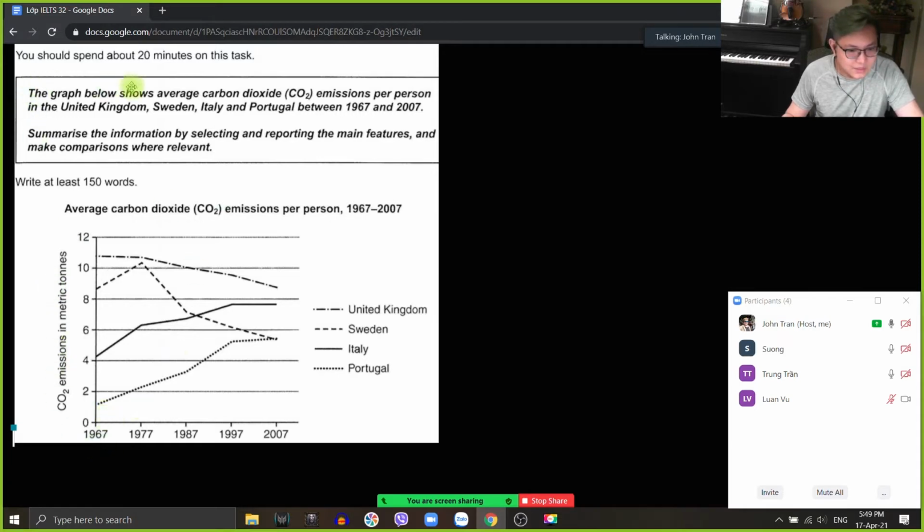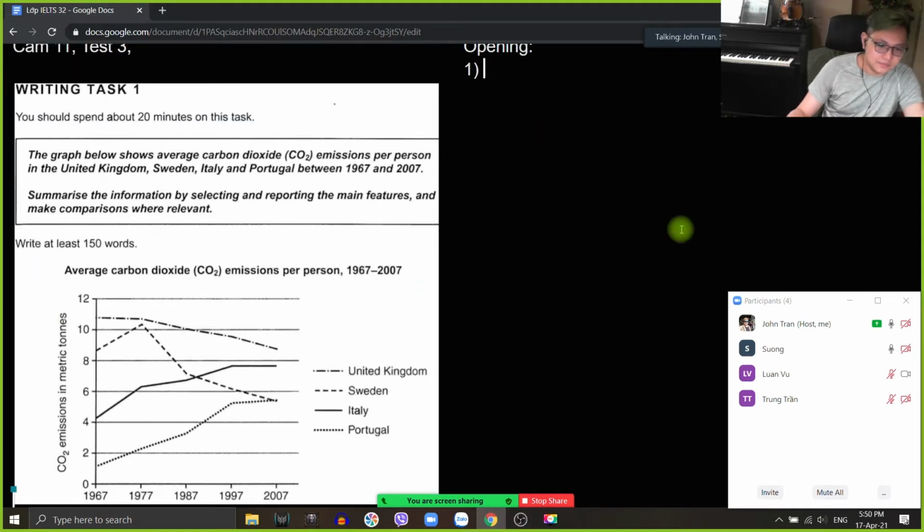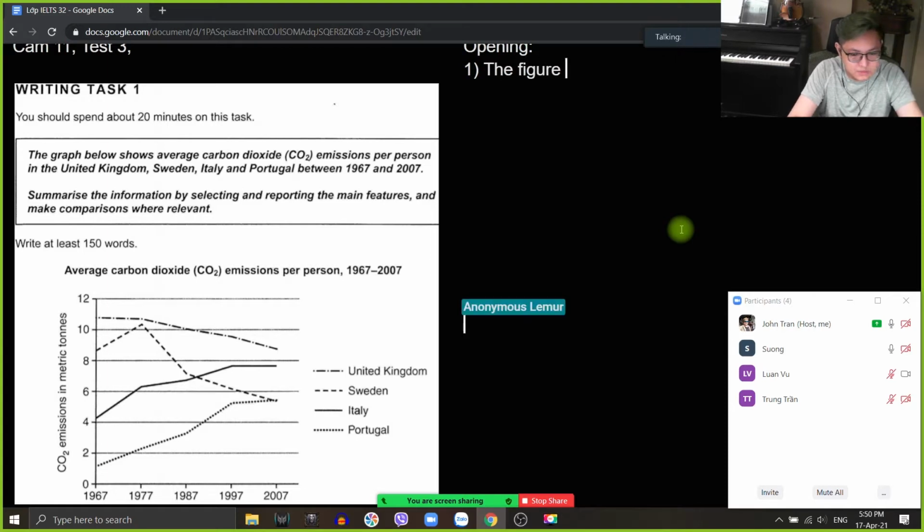Sometimes you don't need to look at the question above, but at the figure, the table or the graph, and use all the words already written in it. So you can say that the graph or the figure shows, the figure illustrates the average carbon dioxide emission per person. You can use these words, CO2 emission in metric tons, here.